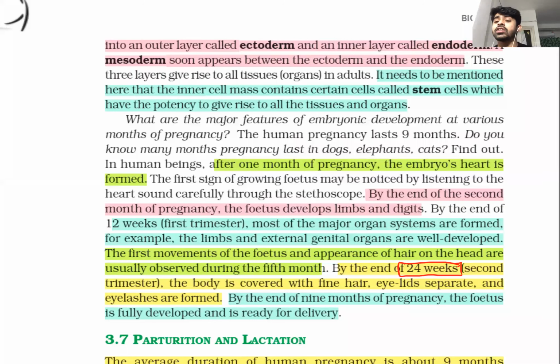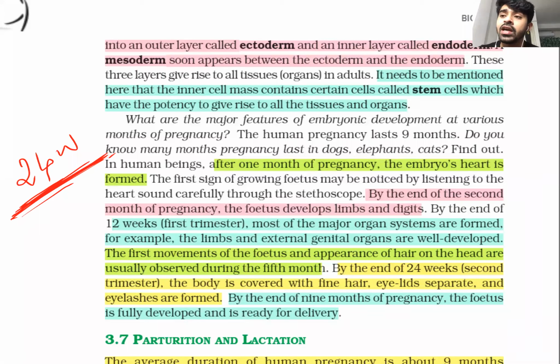Whatever I have marked at 28 weeks, please mark it as 24 weeks. I'm very sorry, whatever I have marked at 28 weeks, please mark it on the 24th week: the hairs all over the body, fine hairs, eyelid separation, eyelashes. Have you changed 28 to 24? Extremely sorry for this mistake. Okay, so in the 24th week you will get everything. Just remember, 28 is not an MCQ answer for NCERT.